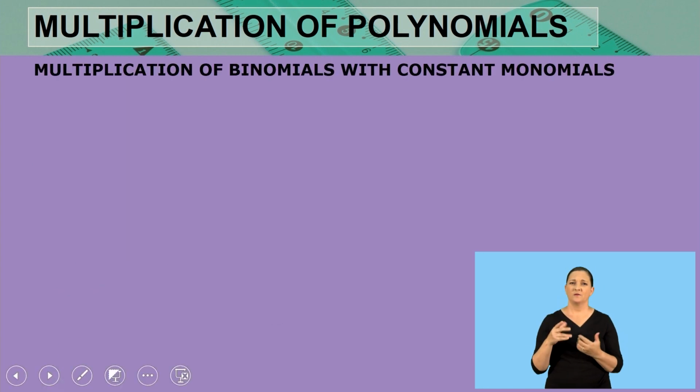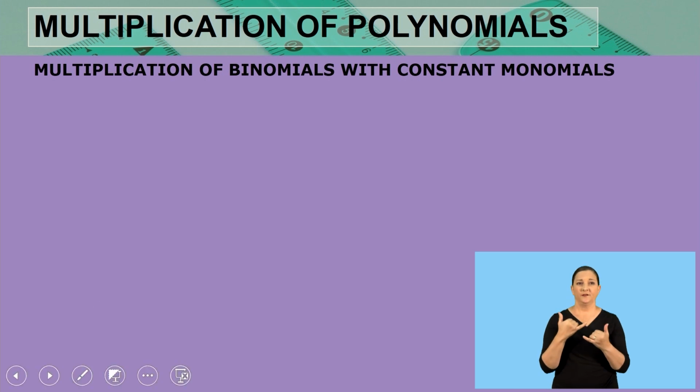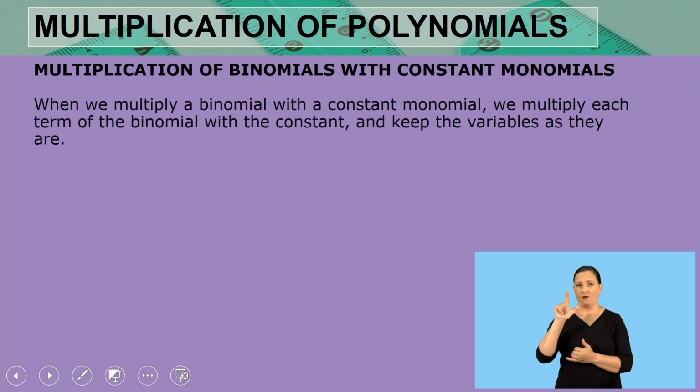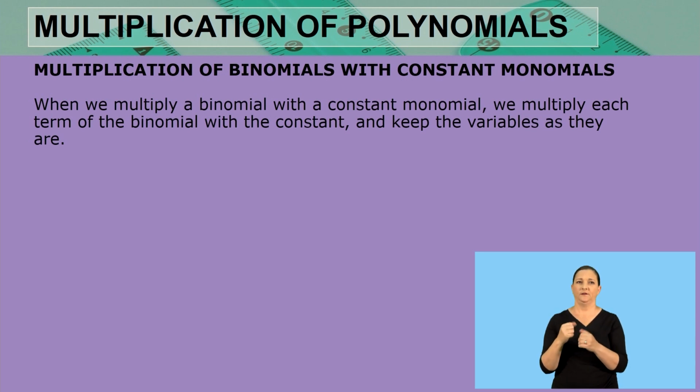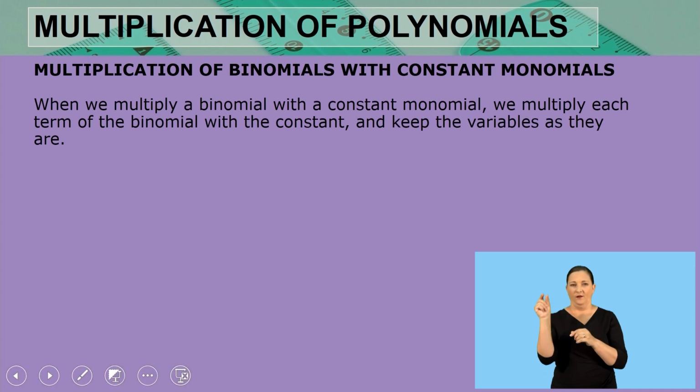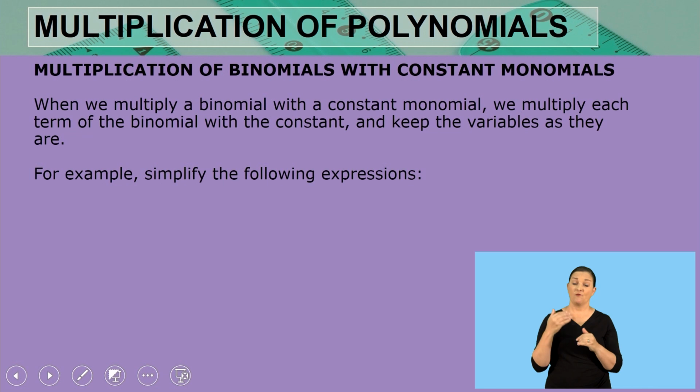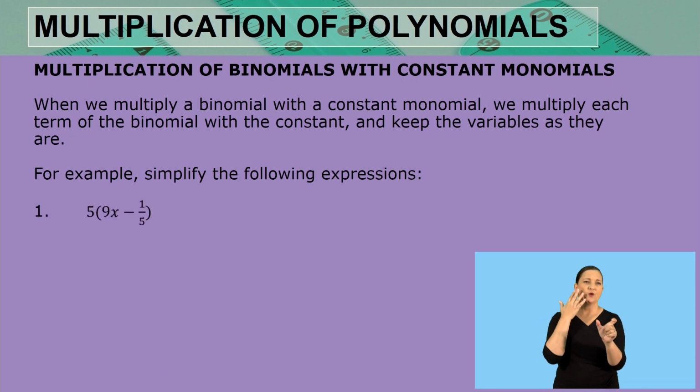So what about when we are multiplying binomials with a constant? When we multiply a binomial with a constant monomial, we multiply each term of the binomial with the constant and keep the variables as they are. Here I'm going to remind you of the distributive law. Remember the distributive property: if we have a number outside of the bracket, then it is going to multiply with each of the numbers or the terms inside the bracket.